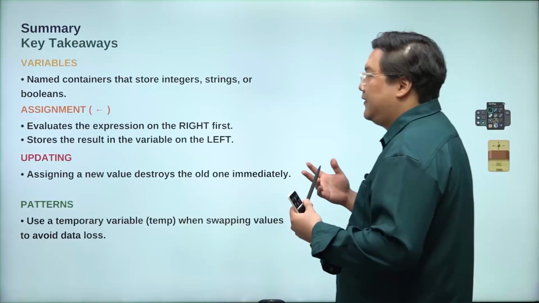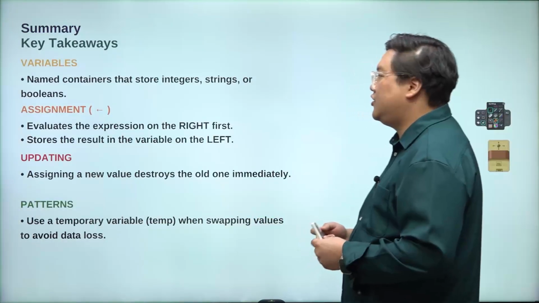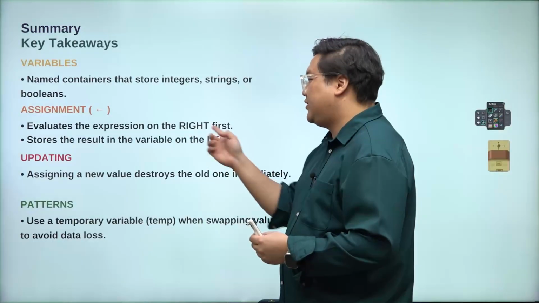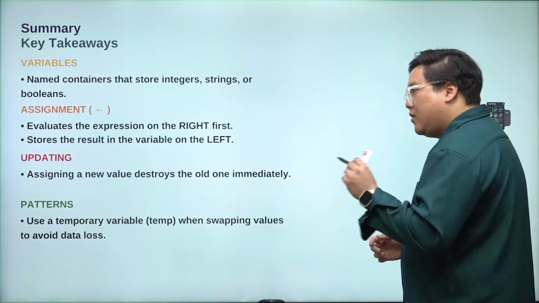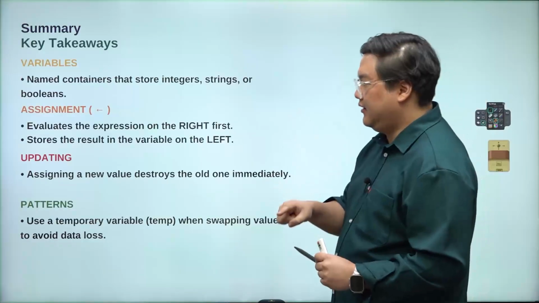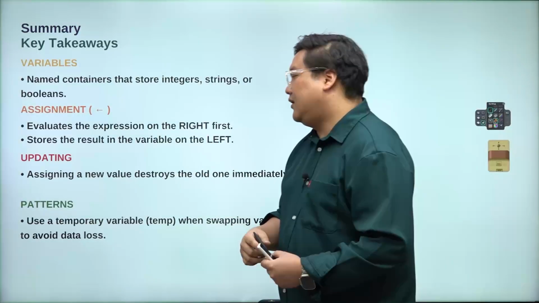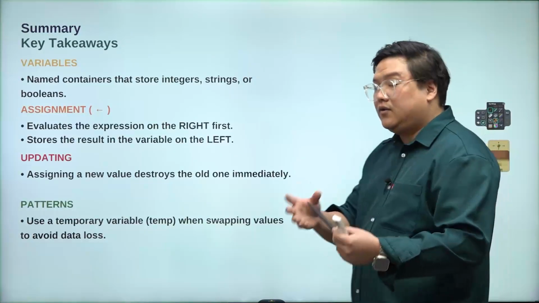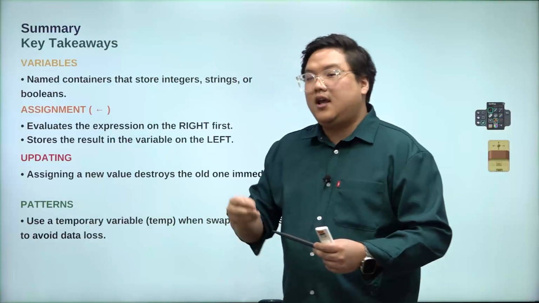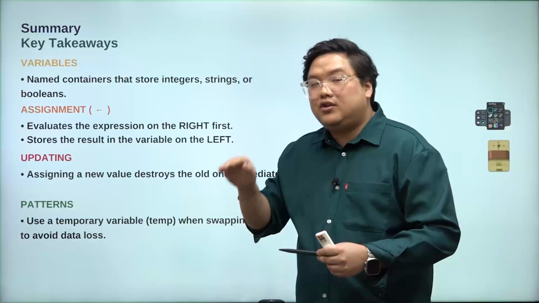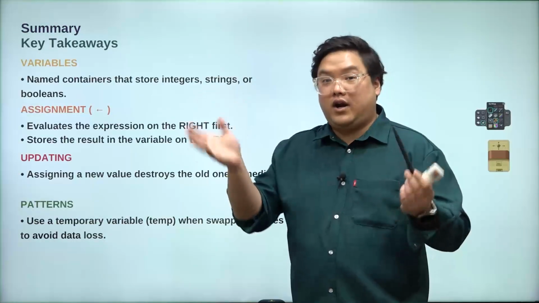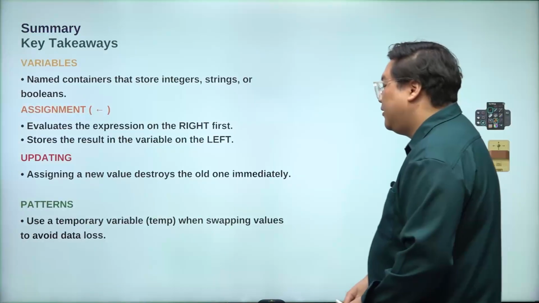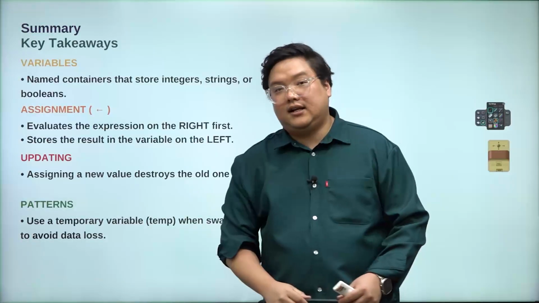So here's the summary. Variables are named containers that store integers, strings, or booleans. The assignment operator evaluates the expression on the right first. It stores a result in the variable on the left. And assigning a new value destroys the old one immediately. When we have update expressions, then on each line, we need to use the updated value where the initial values go. And for the patterns, use a temporary variable when swapping values to avoid data loss.